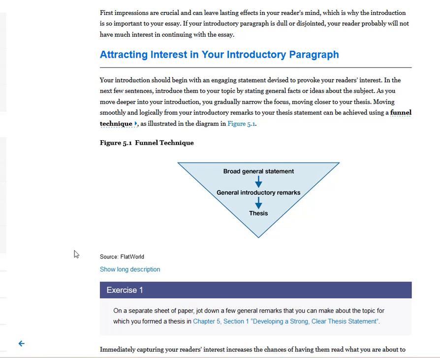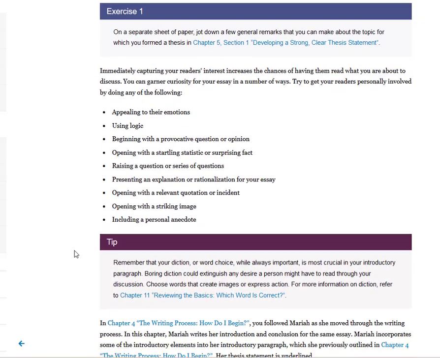And so your introduction should begin with an engaging statement, a hook, devised to provoke your reader's interest. In the next few sentences, introduce them to your topic by stating general facts or ideas about the subject. As you move deeper into your introduction, you gradually narrow the focus, moving closer and closer to your thesis. Moving smoothly and logically from your introductory remarks to your thesis statement can be achieved using this funnel technique. So this is known as a funnel introduction paragraph.